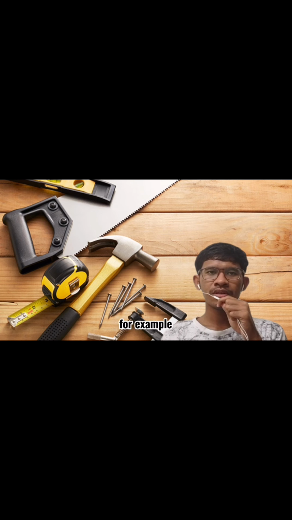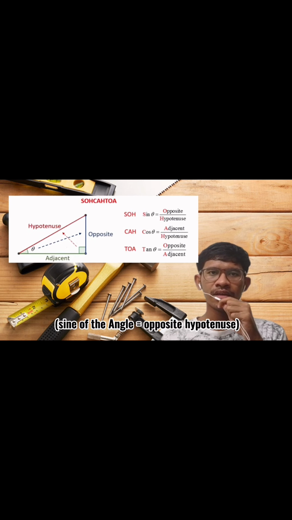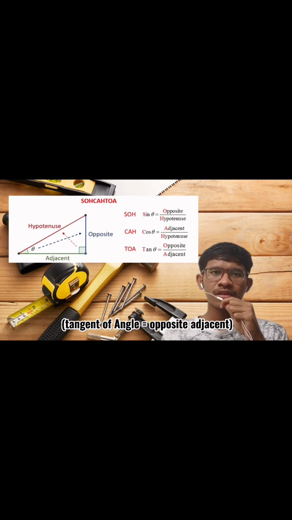For example, you could use the trigonometric functions for a right triangle. Sine of the angle equals opposite over hypotenuse. Cosine of the angle equals adjacent over hypotenuse. Tangent of the angle equals opposite over adjacent.